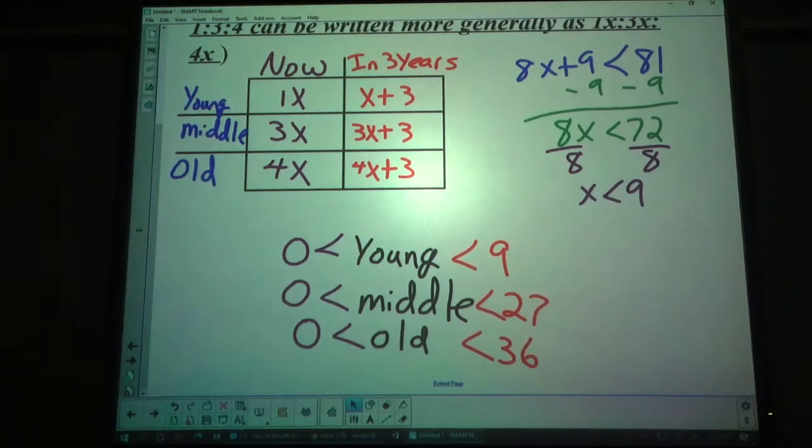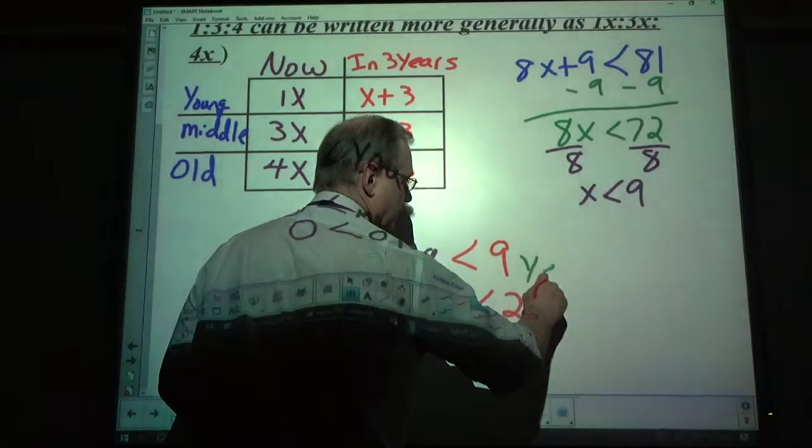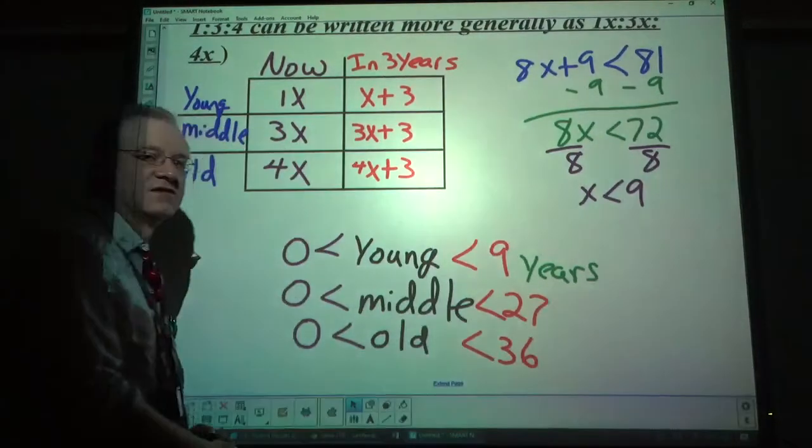We don't have a choice there, because we can't say 1 day or 1 minute or 1 hour. So we just have to say greater than 0. We don't have much other option, because if you multiply anything times 0, you get 0. So unless you had a way of saying they were around for at least this much, you wouldn't be able to do any more with that. So they all exist, and the youngest is less than 9 years, middle is less than 27 years, and the oldest is less than 36 years.